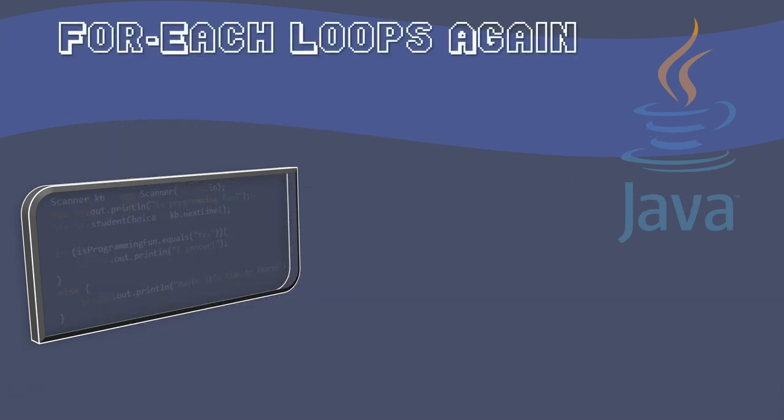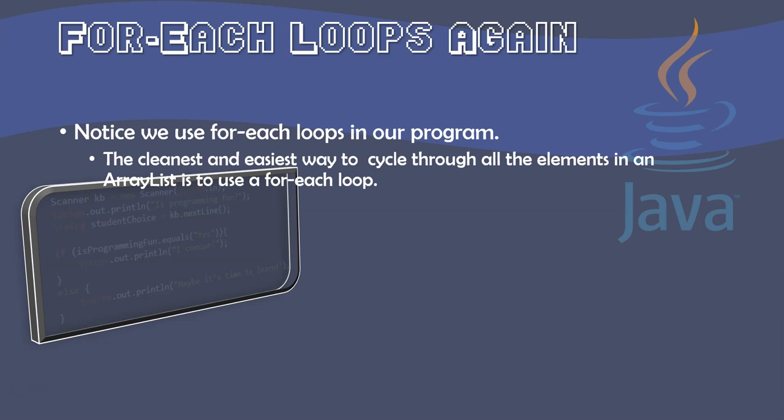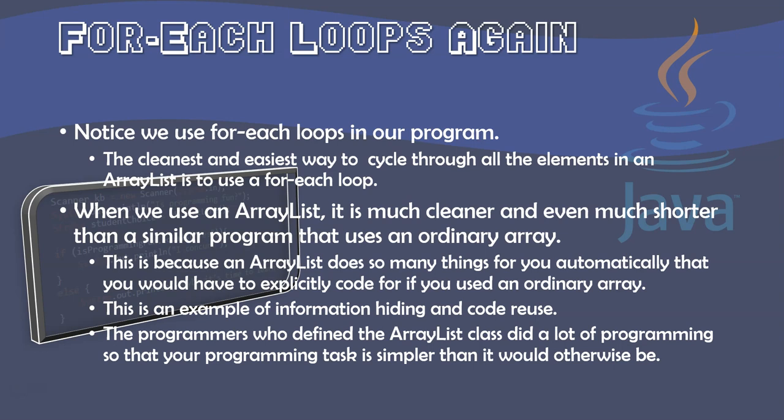Now, you'll notice we also are going to have in our code some for-each loops. And you might say, well, why are we using a for-each loop and not, for example, a while loop or a regular for loop? Well, there's a reason for that. For-each loops are typically the cleanest and easiest way to cycle through all the elements in an array list because it lends itself really well to how array lists are structured. It's very clean and even sometimes shorter than doing this with an ordinary array, where we'd have to use a for loop or a while loop.